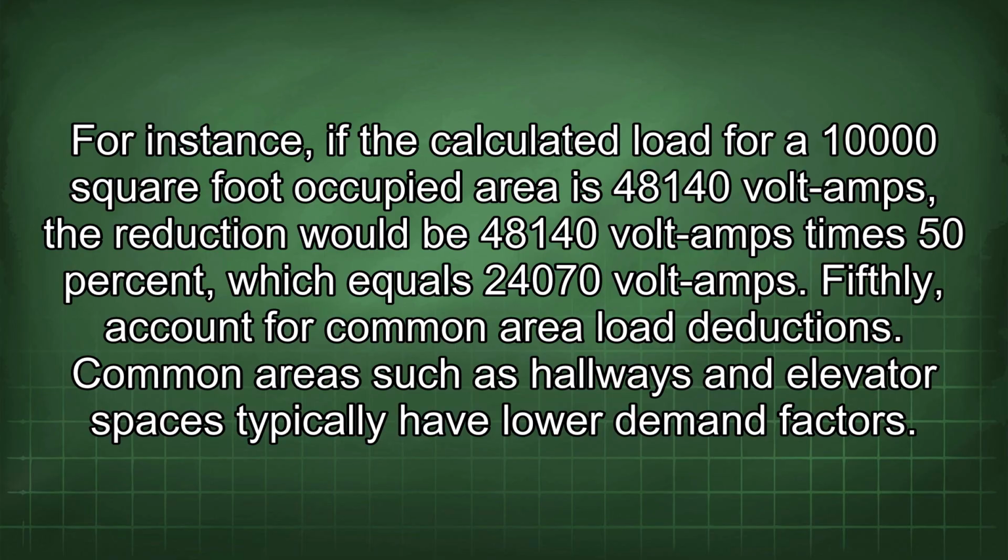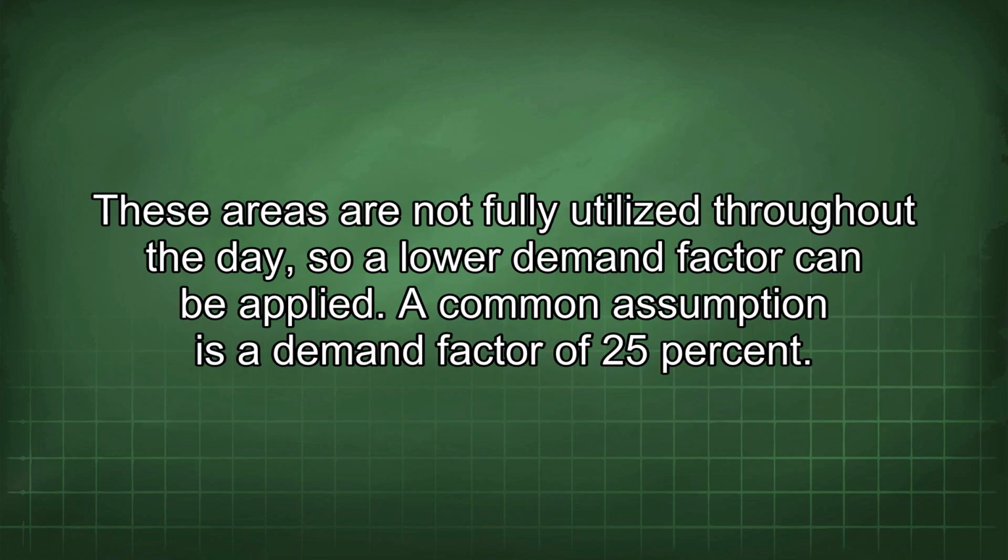Fifthly, account for common area load deductions. Common areas such as hallways and elevator spaces typically have lower demand factors. These areas are not fully utilized throughout the day, so a lower demand factor can be applied. A common assumption is a demand factor of 25%.